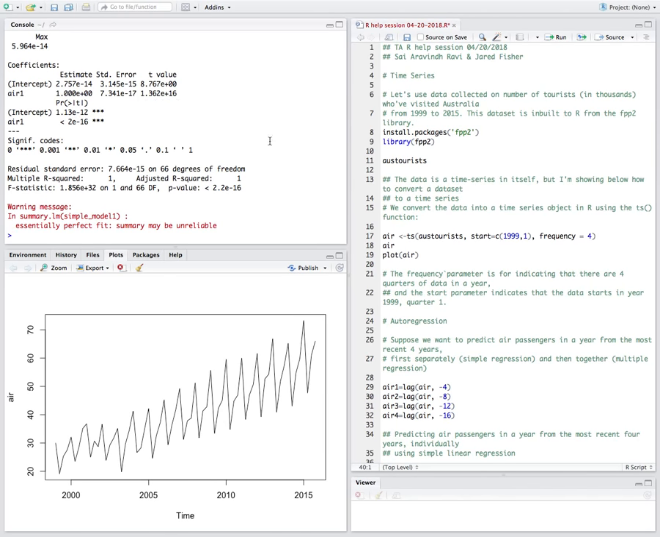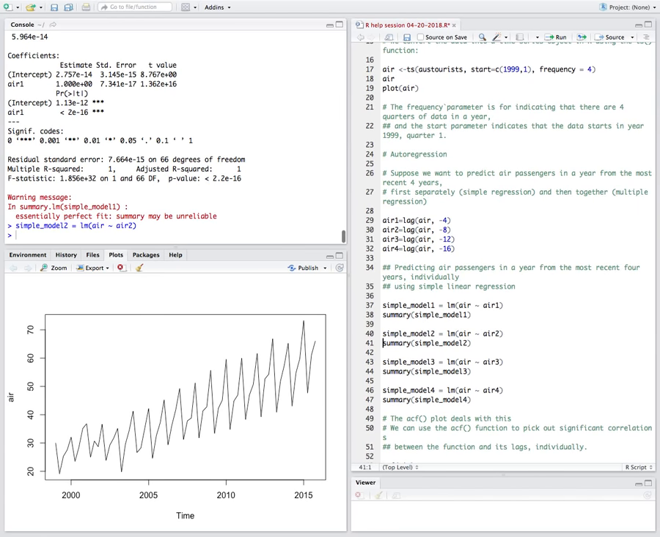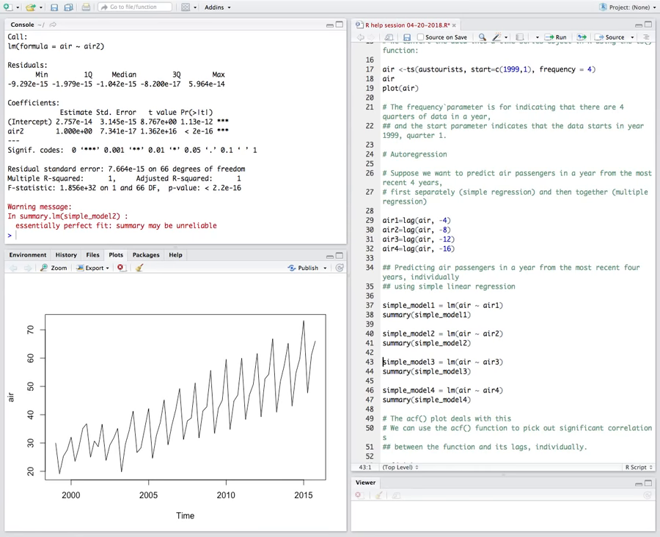And I'm going to be running the same thing for the second lag. It also says that it's an essentially perfect fit. The summary may be unreliable. You can ignore the warning message. You just need to know that the p-value for air2 is quite small. That means it's significantly correlated. And model 3 would show you the same thing. Model 4 would show you the same thing as well.